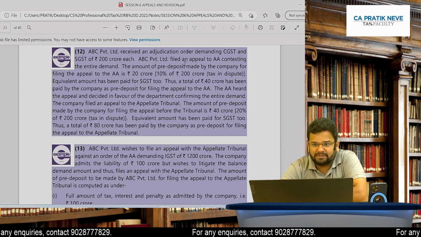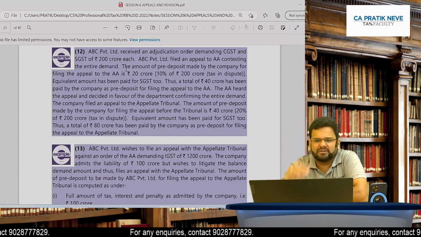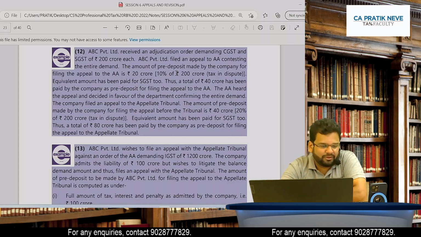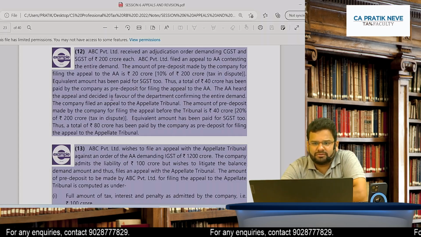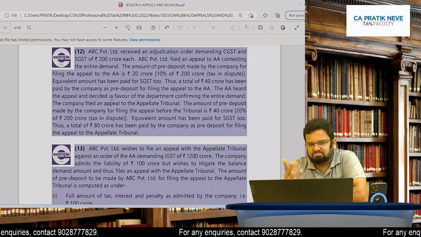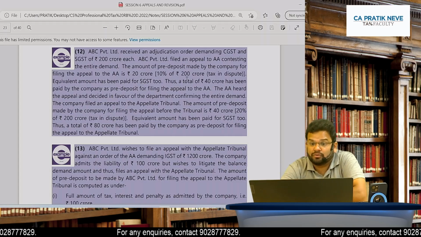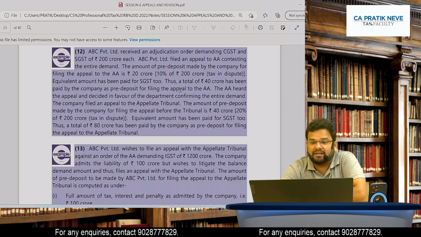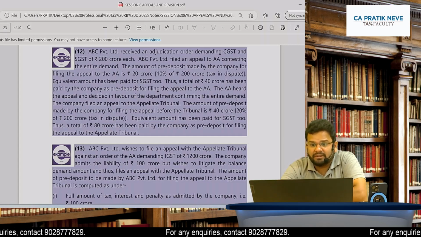Because ABC Private Limited has filed an appeal to appellate authority contesting the entire demand, the full 200 crores is appealed. They have not admitted any amount. So 10% of 200 crores, which is 20 crores, will be paid as CGST pre-deposit. An equivalent amount has to be paid in SGST too. Thus, a total of 40 crores has been paid by the company as pre-deposit for filing the appeal to appellate authority. The appellate authority heard the appeal and decided in favor of the department, confirming the entire demand.